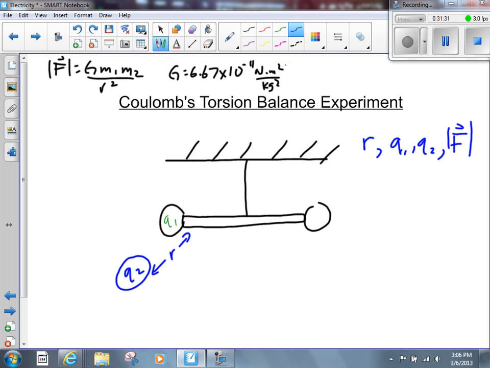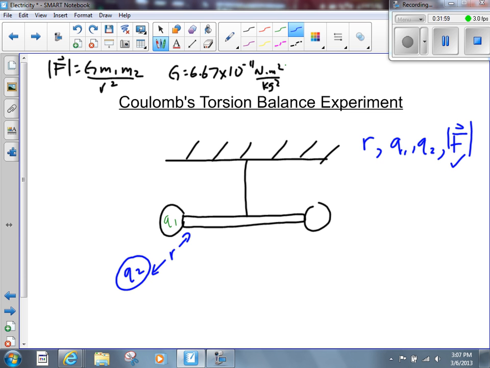When he does this experiment, brings Q2 near Q1, he finds that the string twists. Based on how much it twists, he's able to determine the value of the force. Twist 10 degrees, all right, it must have been this much force based on previous experiments. Just like you, when you twist yourself on that swing set, could, if you wanted to, determine how much force was required to twist it a certain amount.